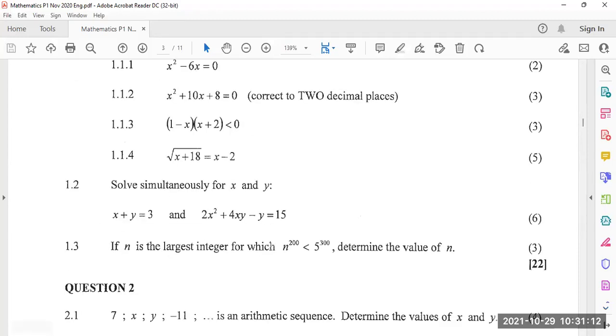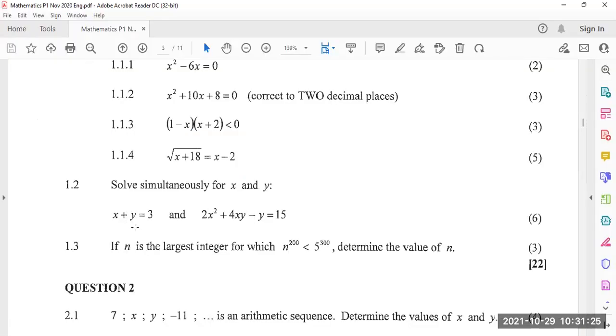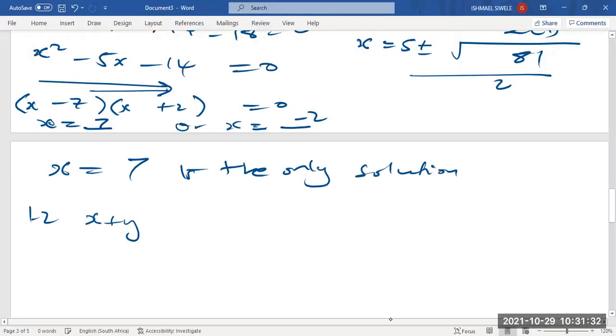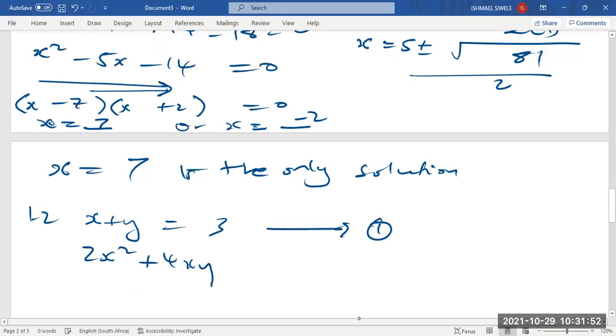Now moving on, 1.2, solving simultaneously for x and y. We have x plus y equal to 3, so let me take that to be my equation 1. And then equation 2 is 2x squared plus 4xy minus y is equal to 15.